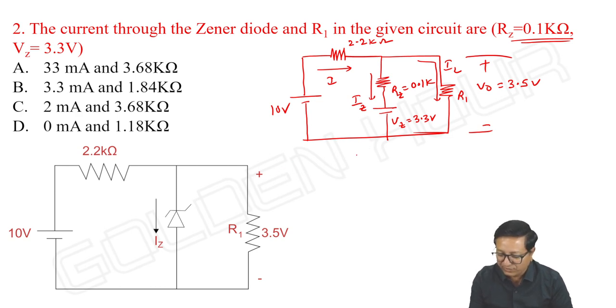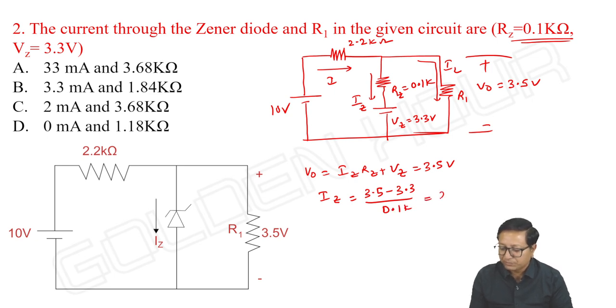What they are asking, IZ first. V output is equal to IZ into RZ plus VZ, which in this problem is equal to 3.5 volt. So IZ is equal to 3.5 minus VZ 3.3 by RZ, it is 0.1 kilo ohm. It is equal to 2 milliampere current through the Zener diode. So here you can see only one option has 2 milliampere. That's where we can conclude the answer. Anyway, we know that, right? And let us complete it for our confidence sake.